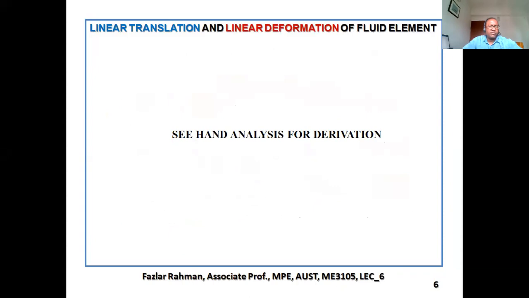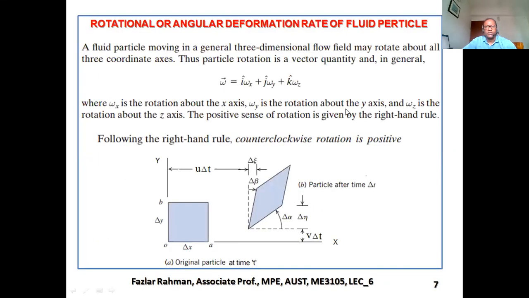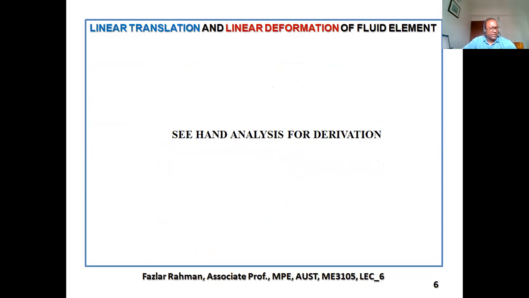What we'll do, we'll derive two formulas. One is if a fluid element has a linear deformation, then what would be the equation of the fluid motion? The other one, if there is angular deformation in the fluid and there is rotation, then what will be the equation of motion of the fluid particle. That we'll derive today. So at first, to derive this one, it's called linear translation and linear deformation.